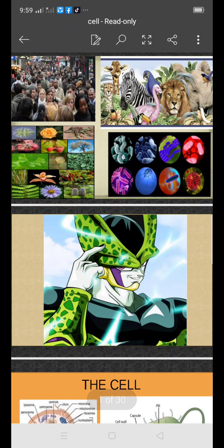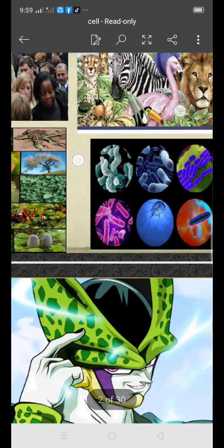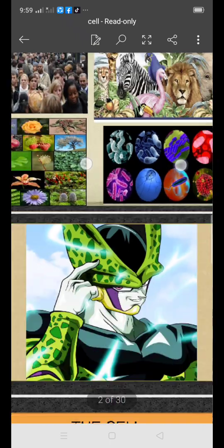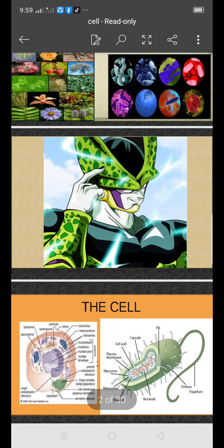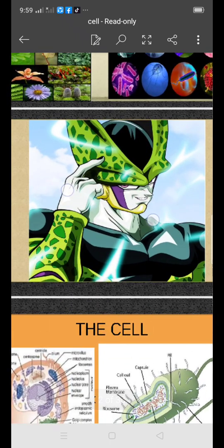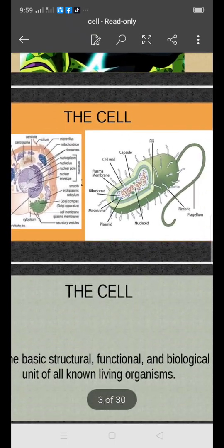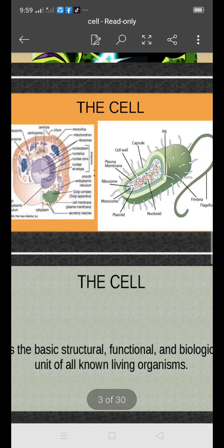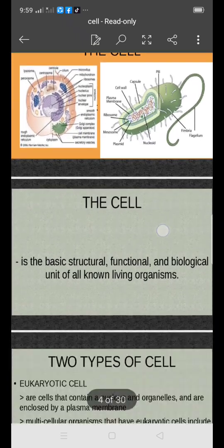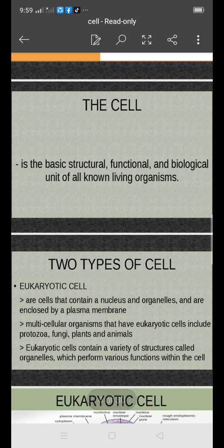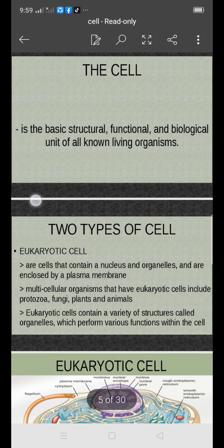So this is the images of the cell. We have a human cell, plant cell, animal cell, and biological cell. And this is the character of Dragon Ball, Cell. So the cell is the basic structural, functional, and biological unit of all known living organisms.